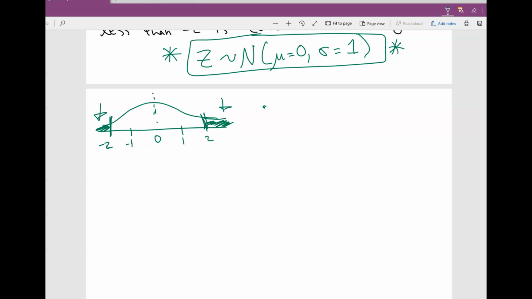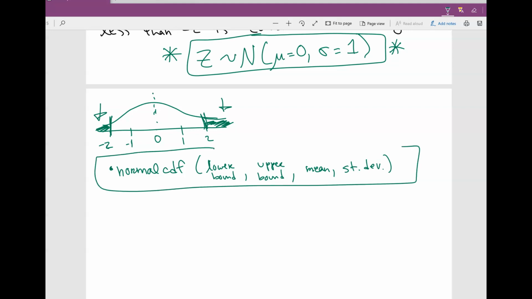Let me write it a little bit downward. So we're going to be using another function in our calculator that's called Normalcdf. And what Normalcdf has, it has a lower bound, it has an upper bound, it has a mean, and it has a standard deviation. Okay, so that's basically what normal CDF is. We're only going to be using this, normal CDF. Now you might be wondering, okay, what is going to be normal CDF?